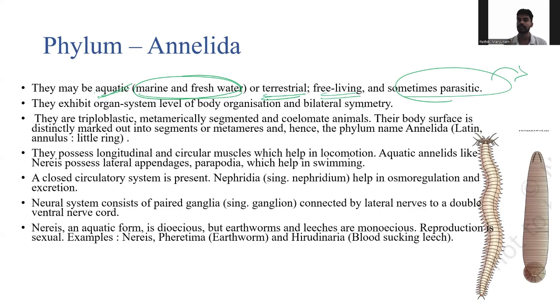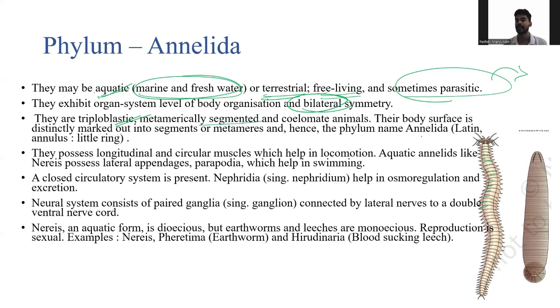So they exhibit organ system level of organization, and coming to the symmetry, it is bilateral symmetry. They are triploblastic in nature, and metamerically they are segmented. That means on the surface of the body, you can actually see these segments. And they are coelomate animals, presence of coelom. So their body surface is distinctly marked out into different segments, and that is how you will identify them. This organism belongs to the phylum Annelida.